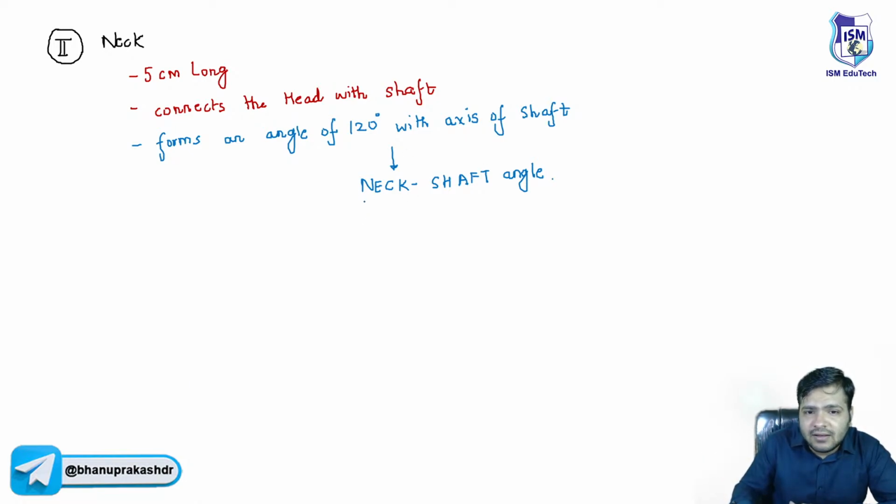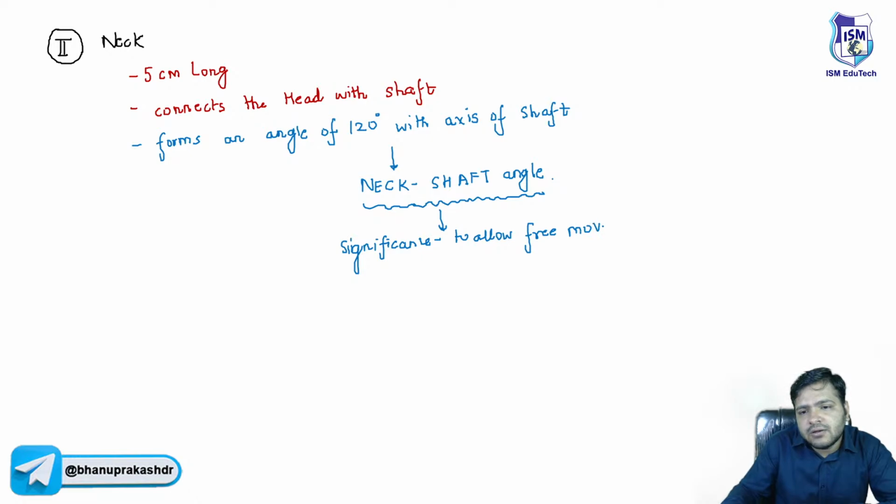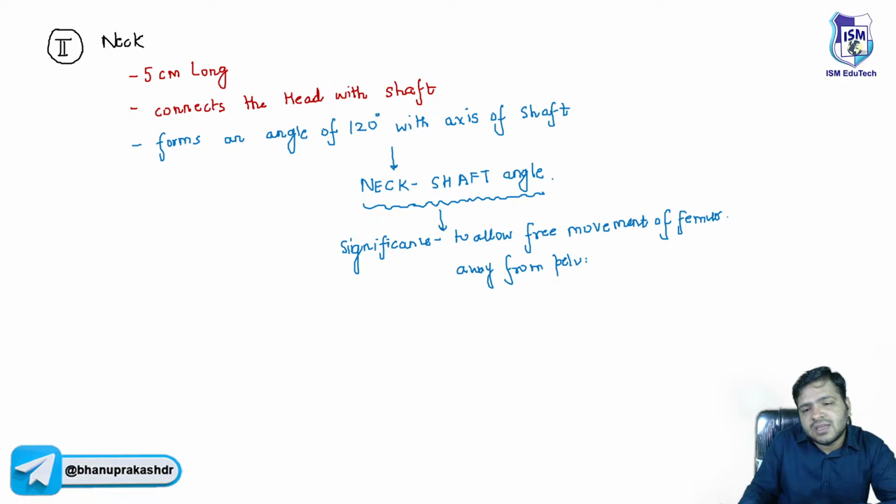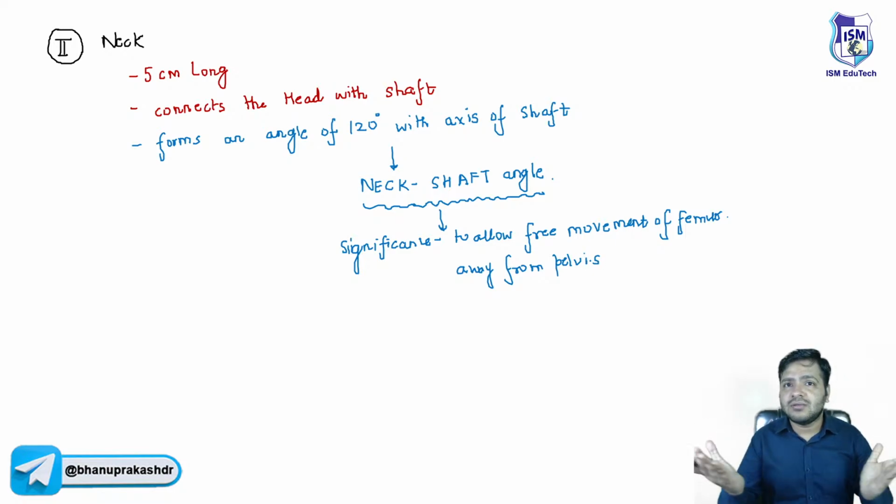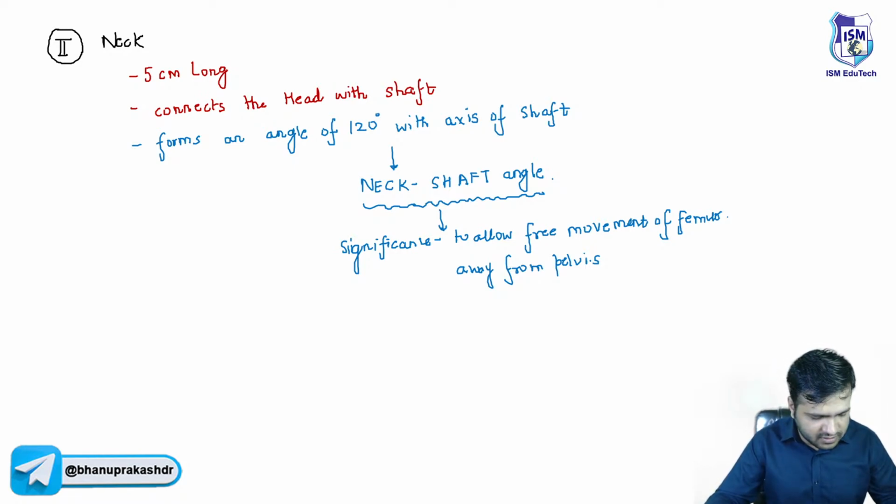And what is the significance of this angle? The significance is to allow free movement of the femur away from the pelvis. I told you yesterday that the pelvis is a bony structure made of 4 bones: the sacrum, the coccyx and 2 hip bones, the innominate bones. So it allows free movement of this femur away from the pelvis.